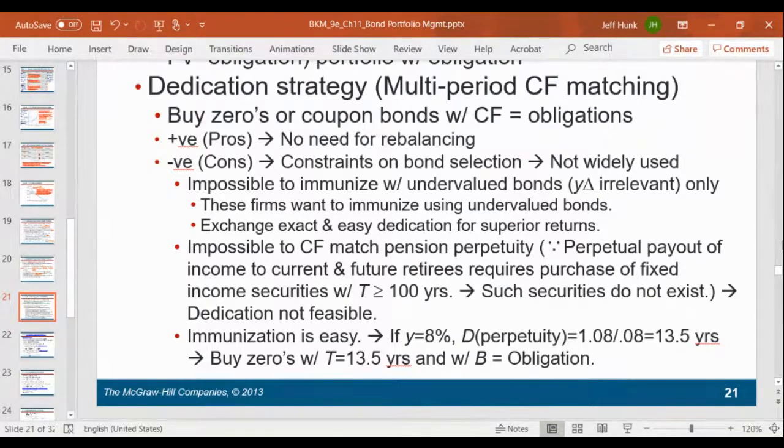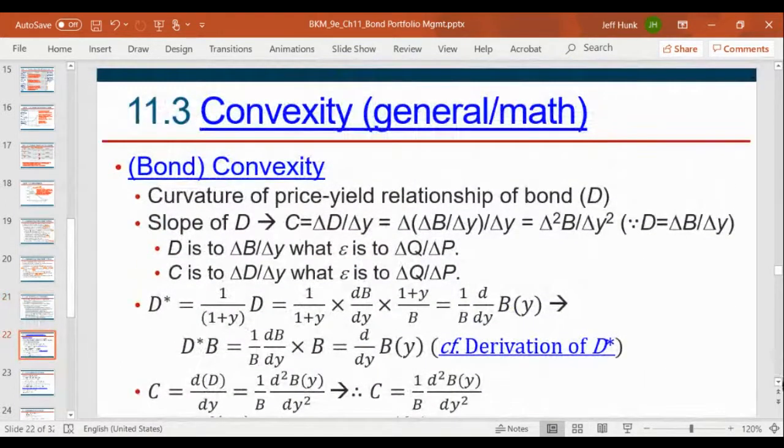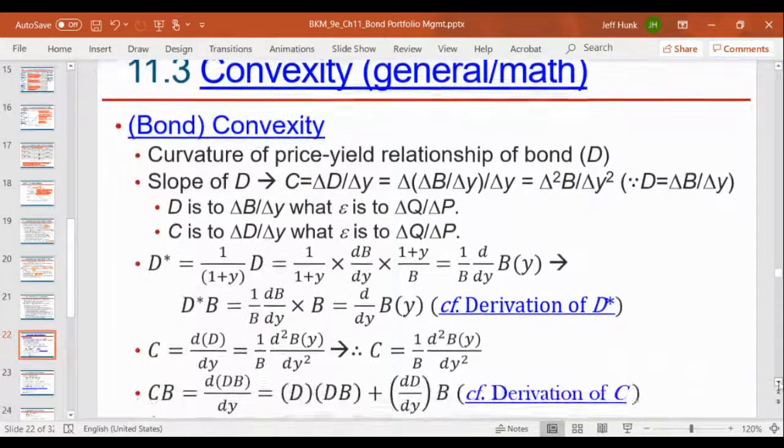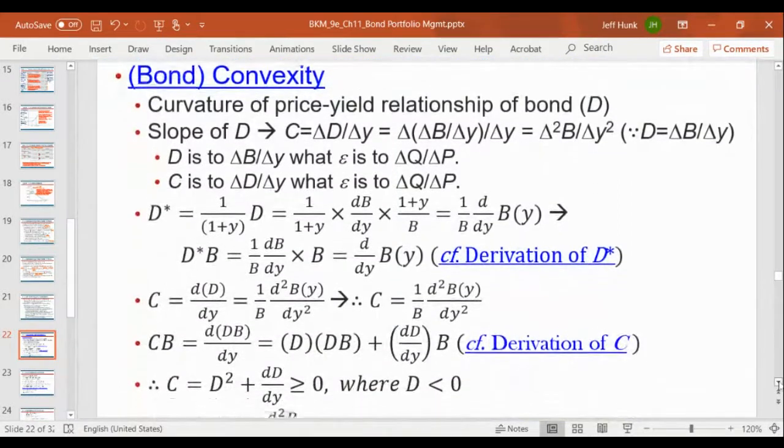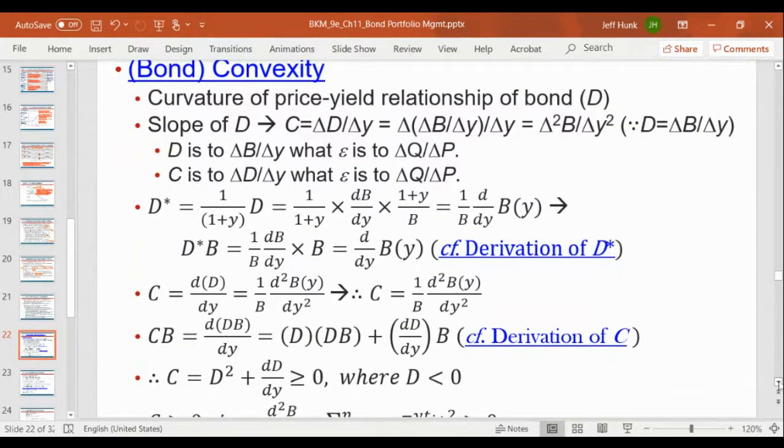All righty. So that's pretty much everything about immunization, right? So our next topic will be convexity, and this topic requires your mathematical foundation in calculus. So we're going to talk about this in our next video.